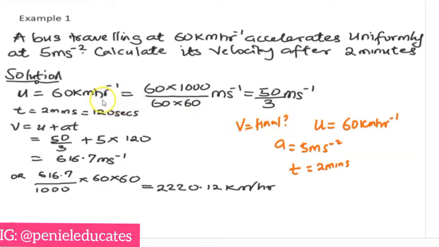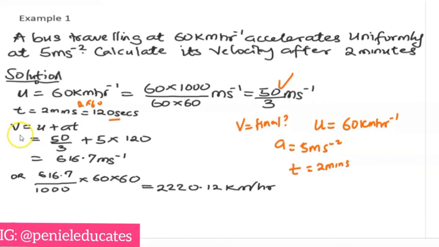Now, what do we do? We convert 60 kilometer per hour to meter per second. What you just do is multiply 60 by 1000. Okay, because it's in hour, then you do 60 multiplied by 60 to convert it to seconds. So having done that, you're going to get 50 over 3 meter per second. Okay, then 2 minutes is 2 times 60, or that's 120 seconds.